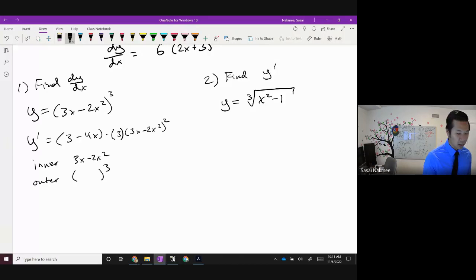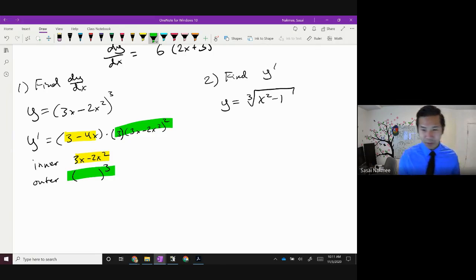cubed. Once you see it this way, you can actually kind of identify, well, the derivative of this is that, and the derivative of this is that, right? But the only thing is what goes on the inside. What goes on the inside is what we had as defined as our inner, and that's it. And that's it. Number 2.